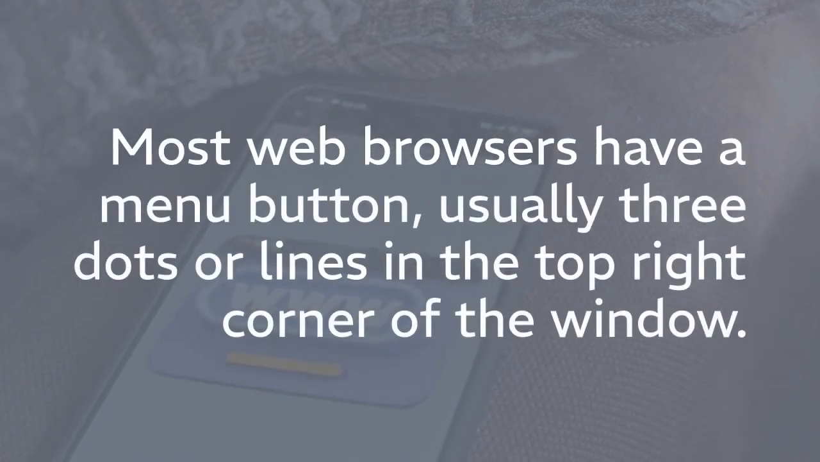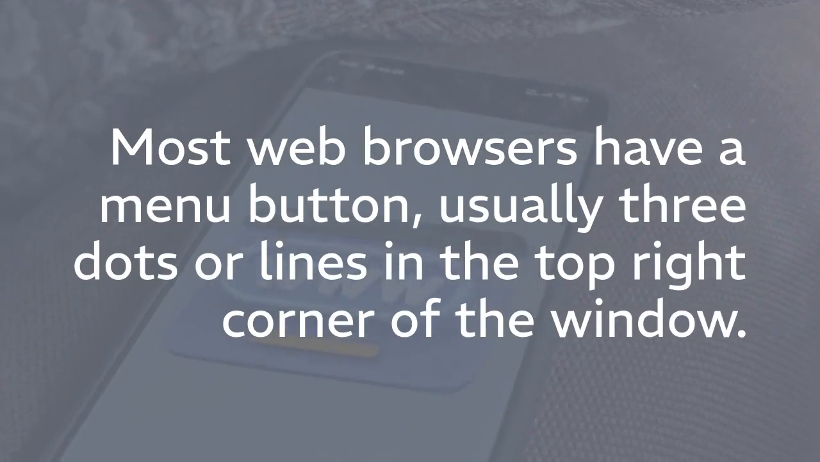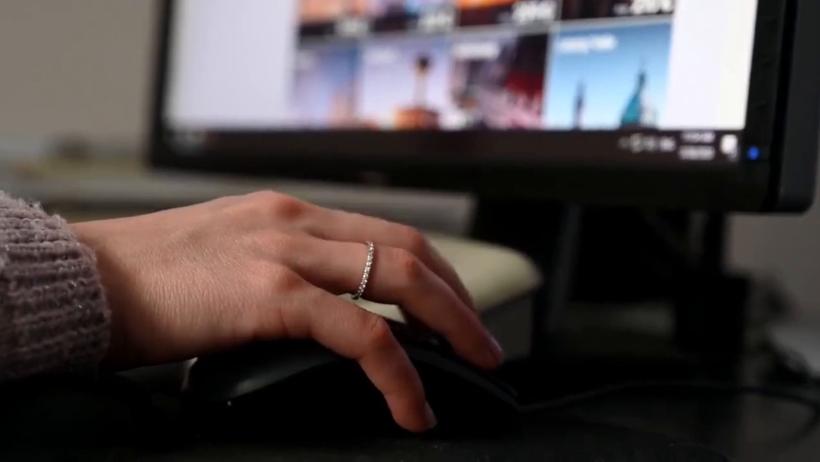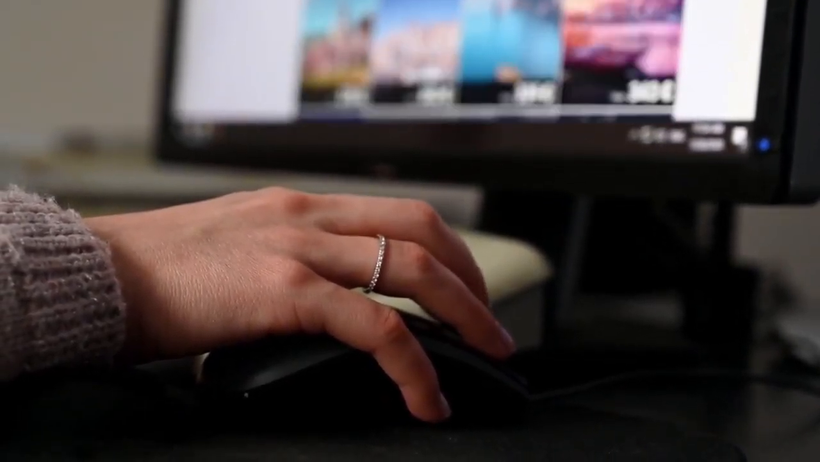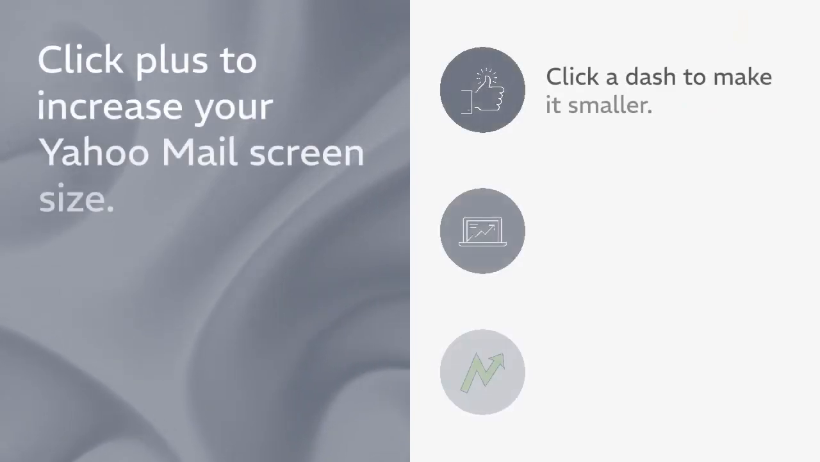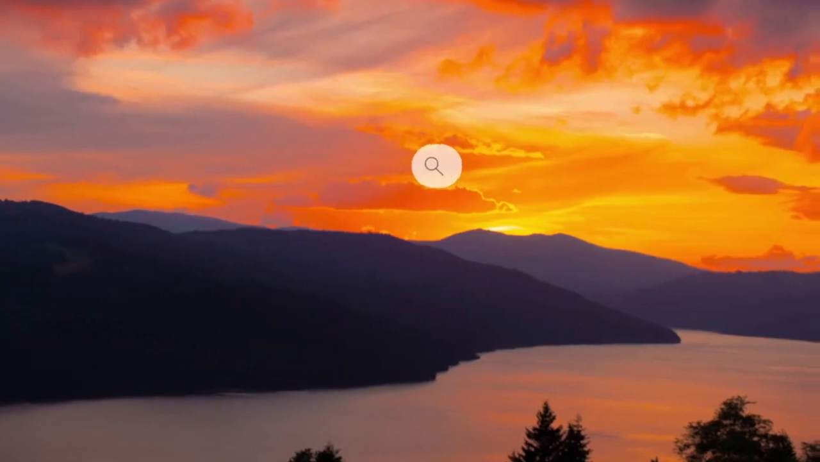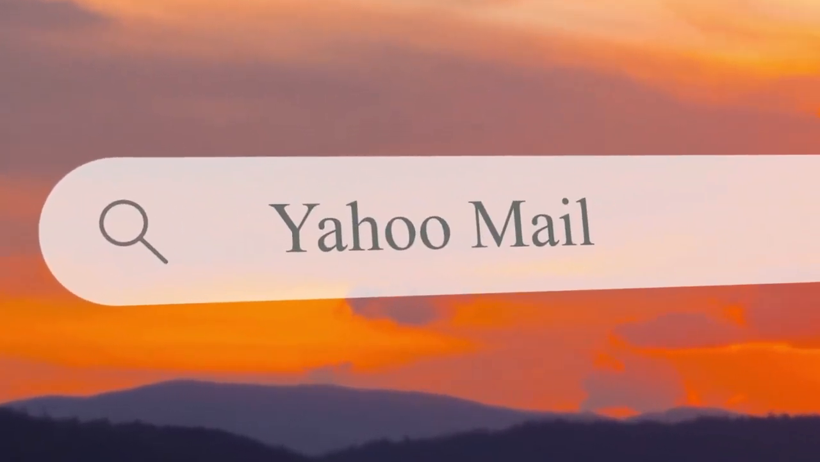The second method uses your browser's menu. Most web browsers like Chrome, Firefox, Edge, or Safari have a menu button, usually 3 dots or lines, in the top right corner of the window. Click this menu. You'll see a zoom option with plus and dash buttons. Click plus to increase your Yahoo Mail screen size. Click dash to make it smaller. This instantly adjusts the view, making your Yahoo Mail much easier to read and navigate.